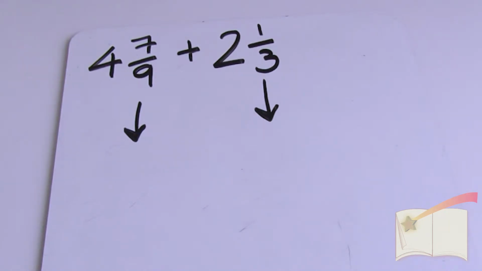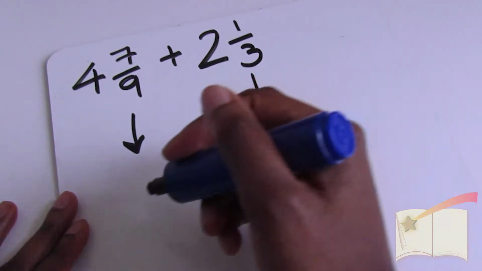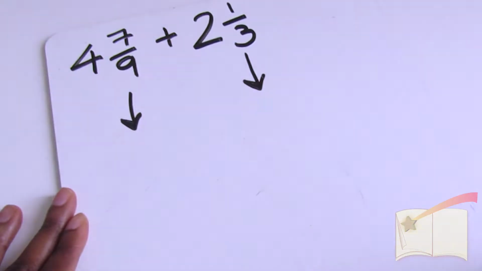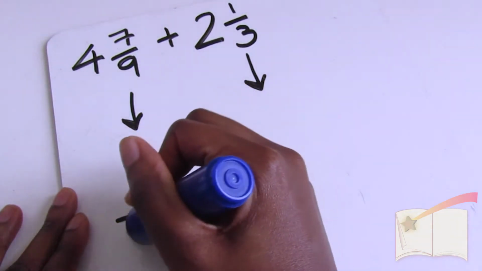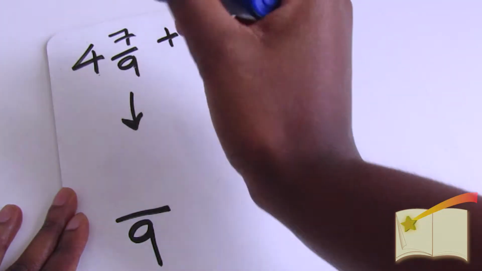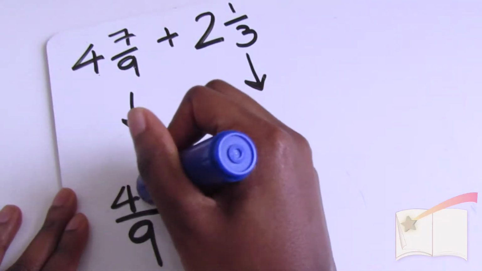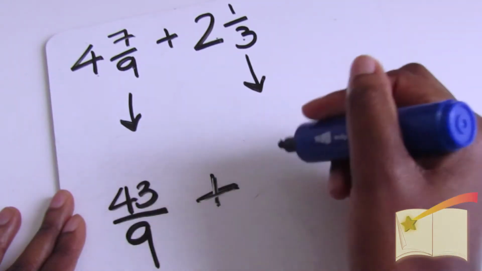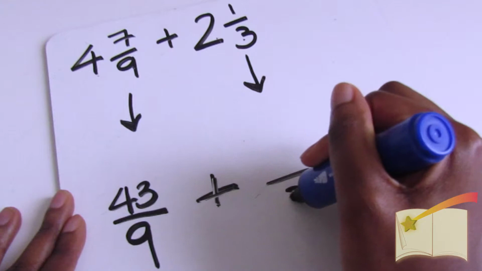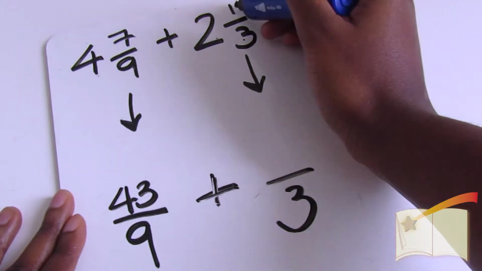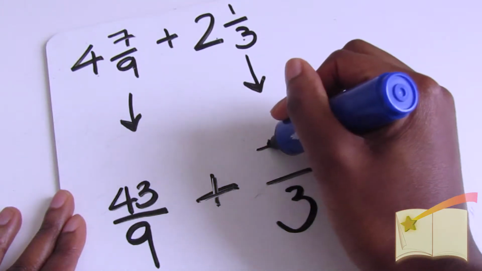The way in which we do this is by multiplying the whole number by the denominator of the fraction and adding on the numerator. So for the first number, you first do 4 times 9, which will give you 36. Then you add on 7 to give you 43, and this is all over 9. Then you will change the second mixed number. You can do this by multiplying 2 by 3, the denominator, and adding on the numerator 1. So 2 times 3 is 6, add on 1 is 7, that will give you 7 over 3.